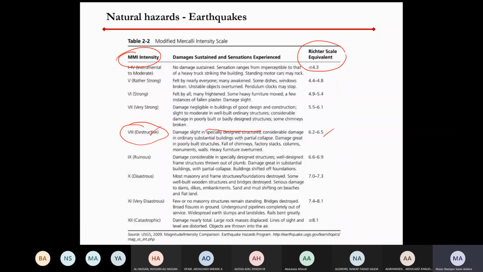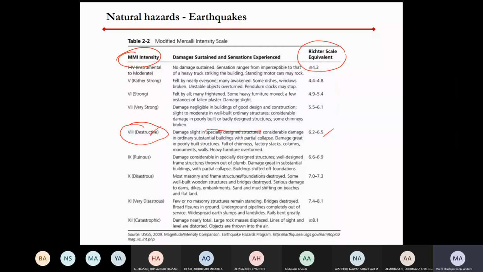Now, considerable damage in ordinary substantial buildings with partial collapse, damage greatly in poorly built structures, fall of chimneys, factory stacks, columns, monuments, walls, heavy furniture overturned, and so on. So these are examples of the effects that may be perceived from such an earthquake.